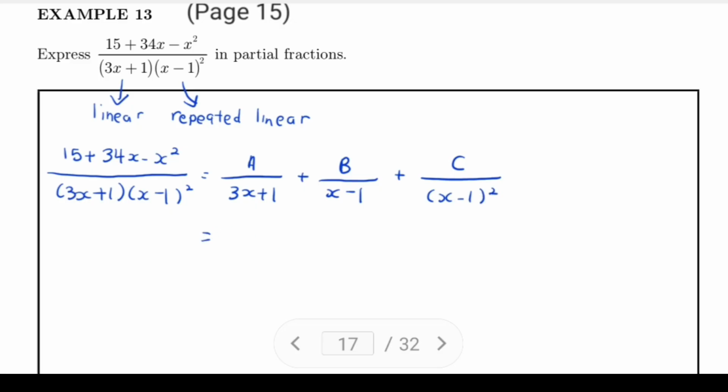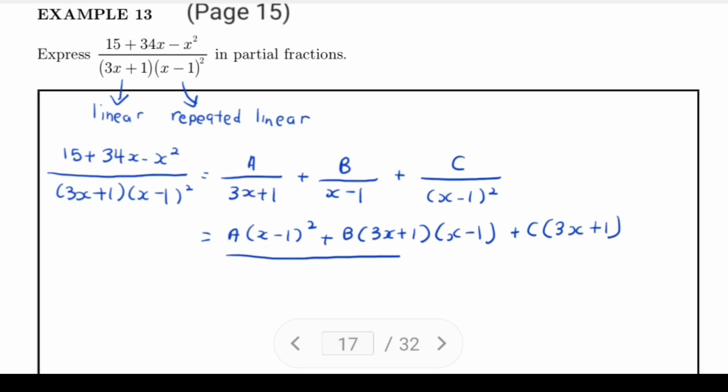Next, we have to equalize the denominator. So we're going to have a times x minus 1 squared plus b times 3x plus 1 times x minus 1 plus c times 3x plus 1 times x minus 1 squared.